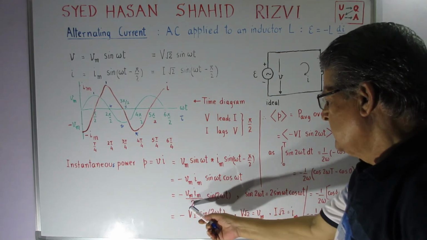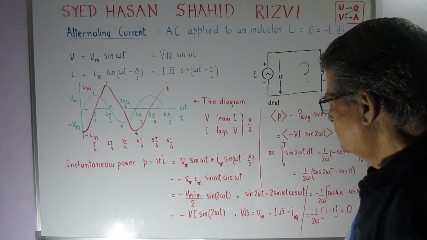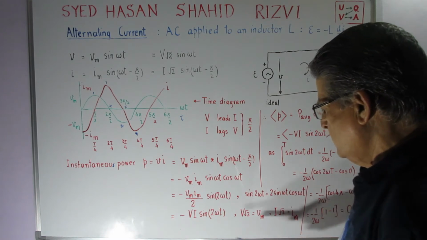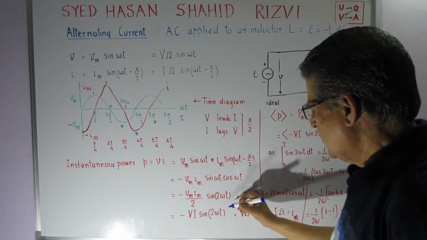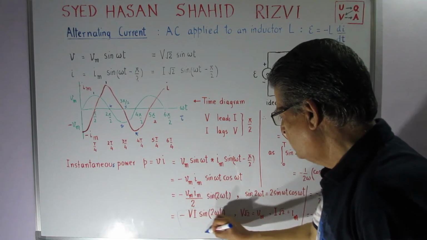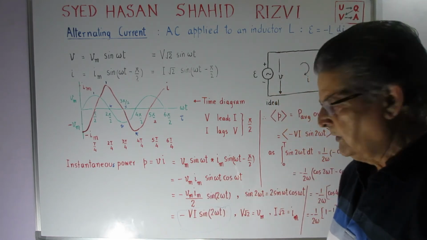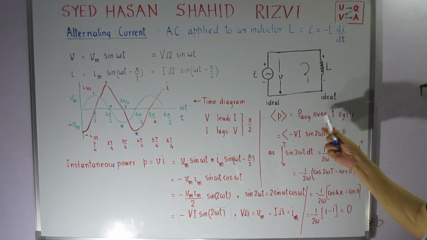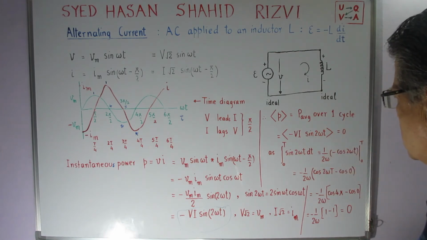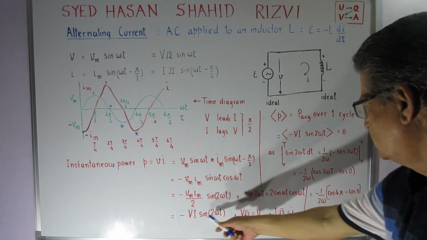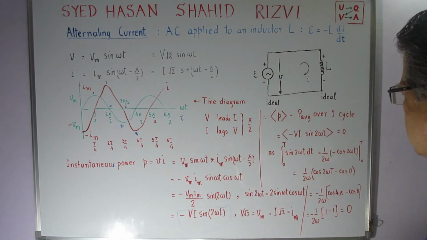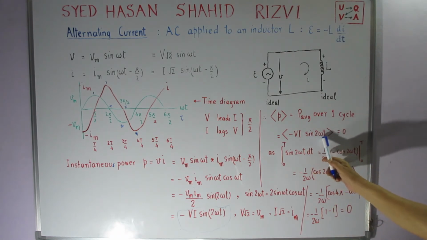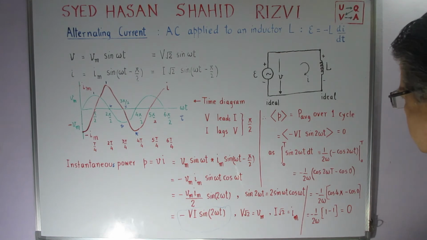So I get Vm into Im upon 2 sin of 2 omega t. Because Vm is V root 2 and Im is I root 2, I can write it simply as minus VI sin of 2 omega t. There is no problem in that. But let us take the power average over a single cycle. VI I can take out, and the average of sin of 2 omega t over a cycle is equal to 0.